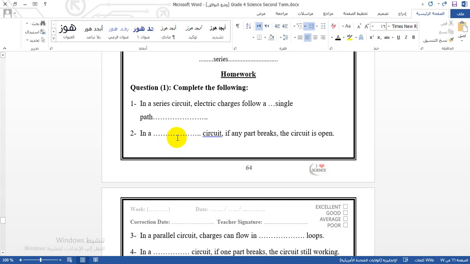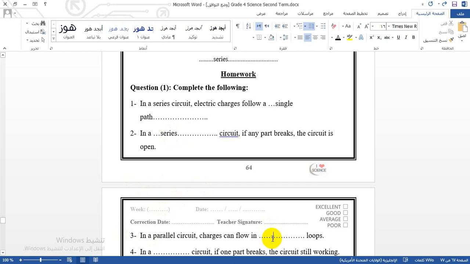What about the second one? We also have two or three more questions, but now we are in number 2. In a circuit, if any part breaks, the circuit is open. So which kind of circuit is this exactly? The parallel or the series? Sure, this one is the series, okay guys. Now let's go to the third one.